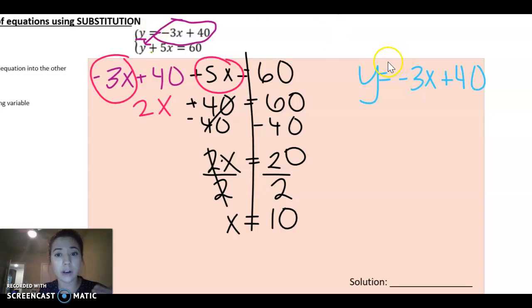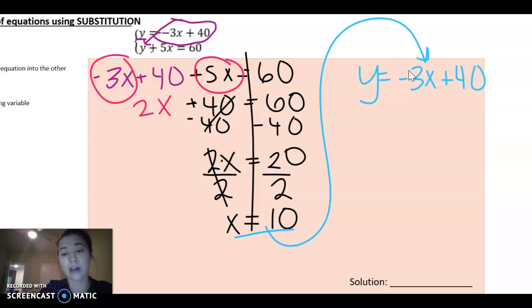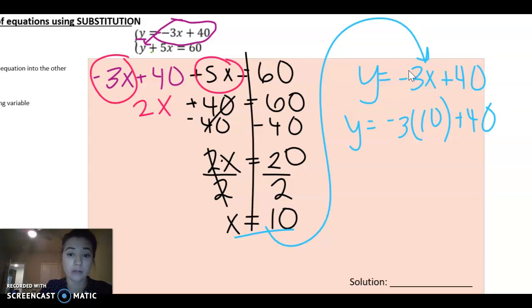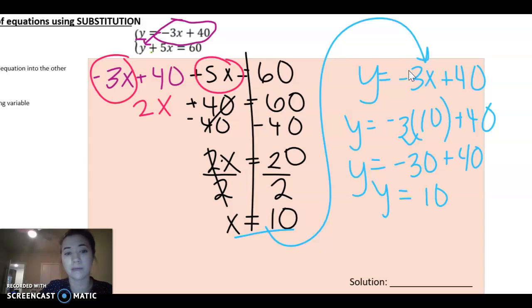Again, we have two variables in this equation, so I need to find two numbers before I can be done with the problem. So x equals 10, we're going to plug that in now, and we get negative 3 times 10 plus 40. Now we solve this in order of PEMDAS, order of operations. Multiplication comes first. And then from here, y equals 10.